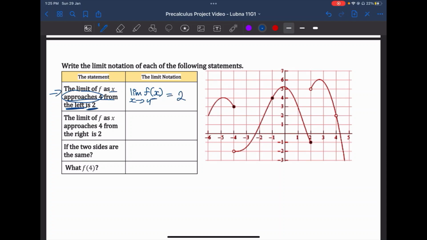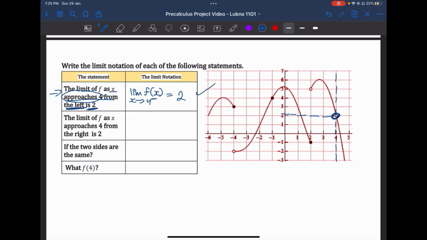If we check this on the graph, we have to go to where x is equal to 4. So this is our function. And we find a removable discontinuity over here where y is equal to 2. And we are going to the left side because we're checking from the left side, and y is equal to 2. So this statement is correct.